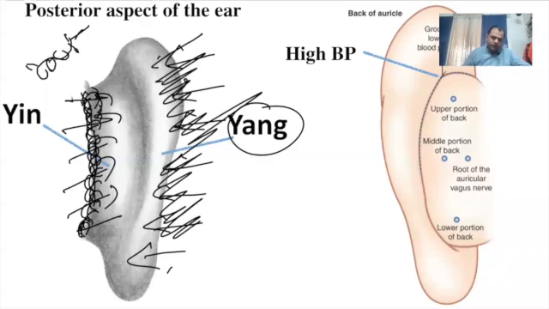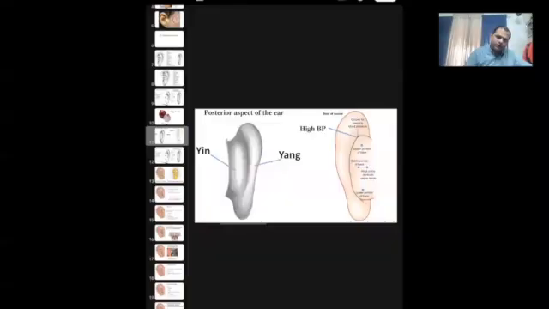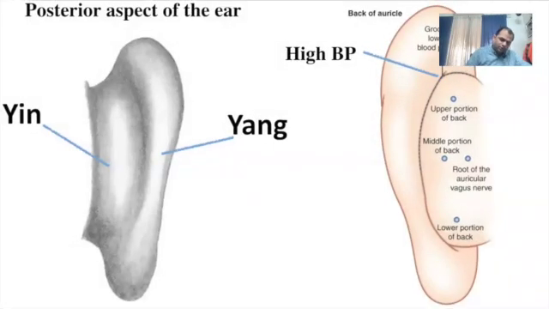So we can put the needle here, or we can put the seeds here, or we can do the bloodletting. We can do three things. Number one, if the person is suffering with acute disorder, number one, we can put the needle.